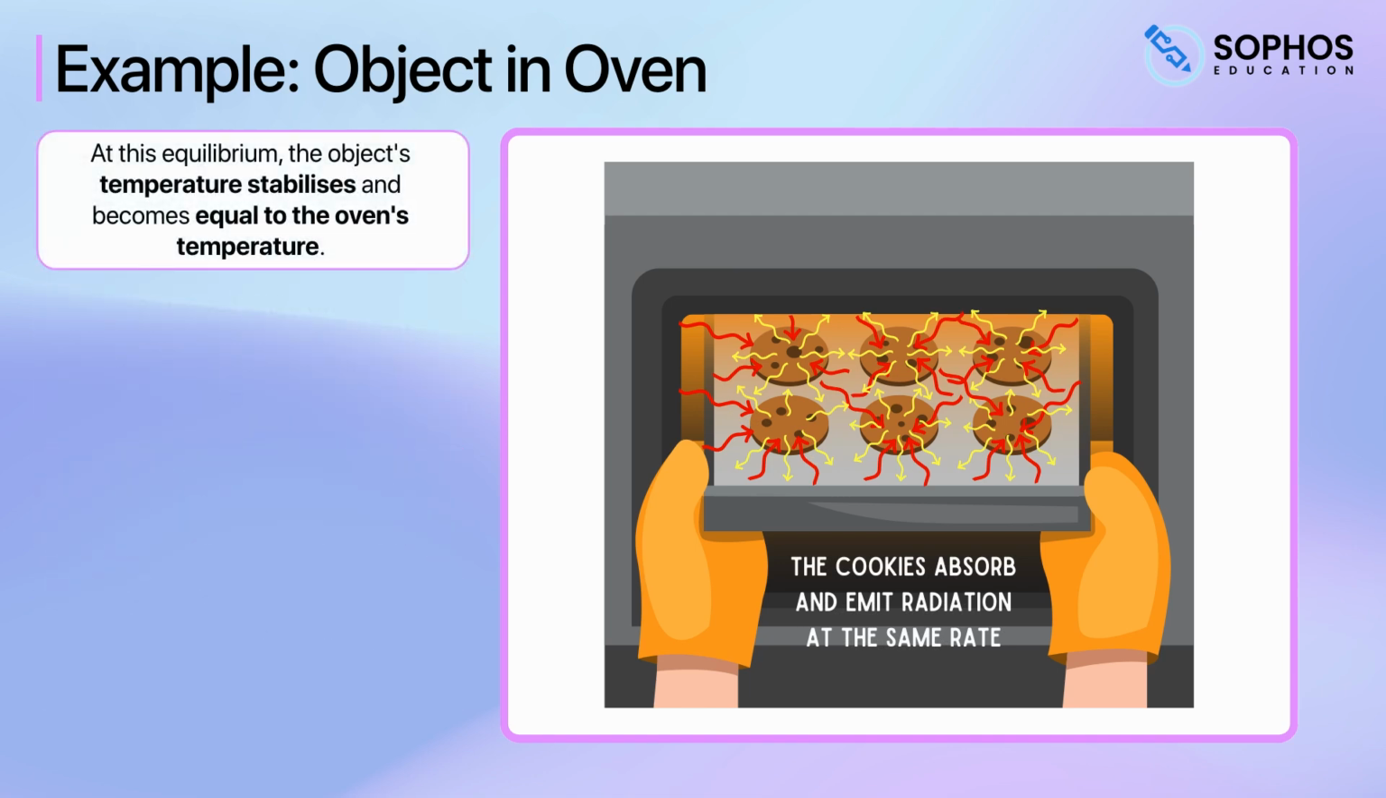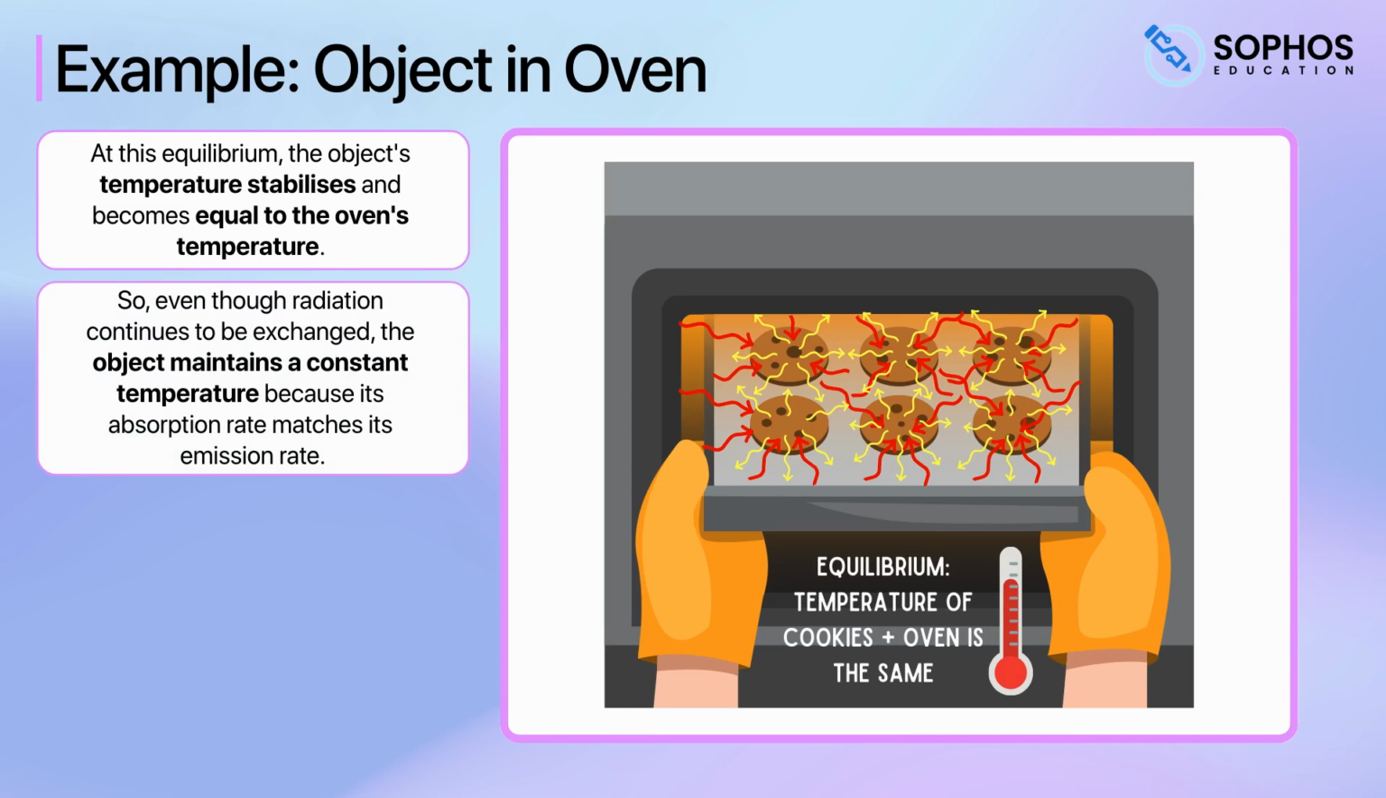At this equilibrium, the object's temperature stabilises and becomes equal to the oven's temperature. So even though radiation continues to be exchanged, the object maintains a constant temperature because its absorption rate matches its emission rate.